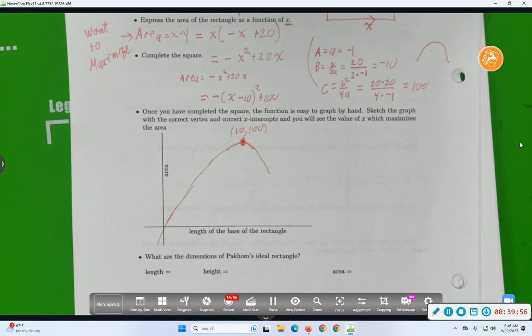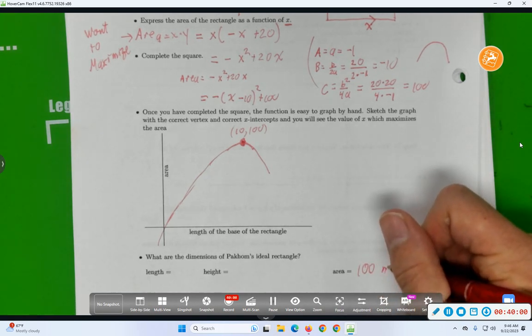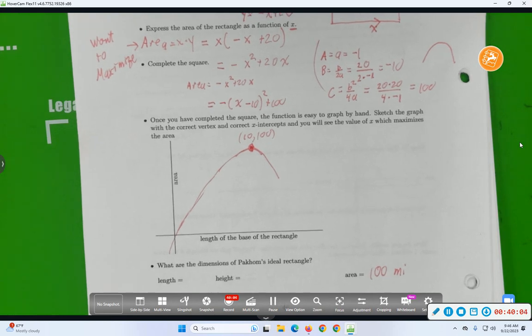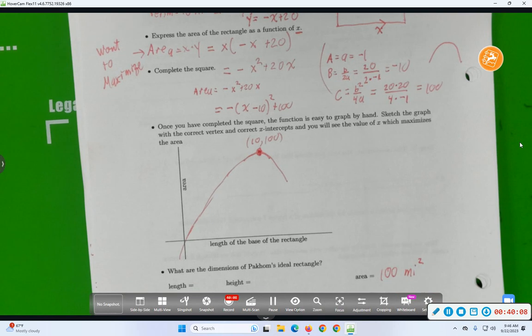$100. With what units? It's miles-ish. Is miles a unit of area? Oh, okay, you did say square. Excellent. What is the length of the rectangle that accomplishes that goal?